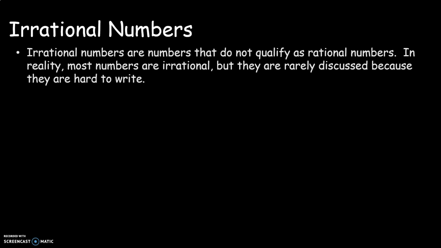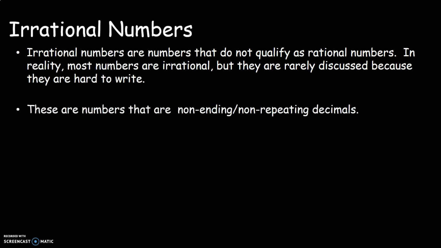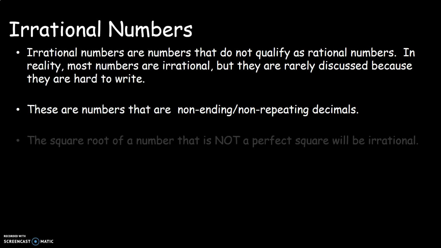All right, the next one is the opposite of a rational number, which is an irrational number. So irrational numbers are numbers that do not qualify as rational numbers, like I said. In reality, most numbers are irrational because if you have every single number possible out there, there's going to be a lot of decimals out there. But they are very rarely discussed because they are hard to write. So these are numbers that are non-ending or non-repeating decimals.